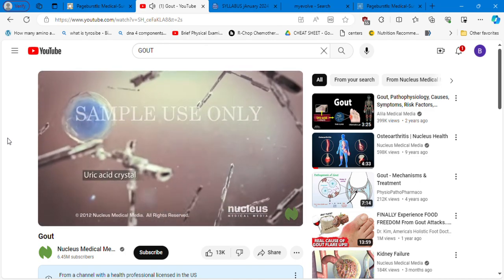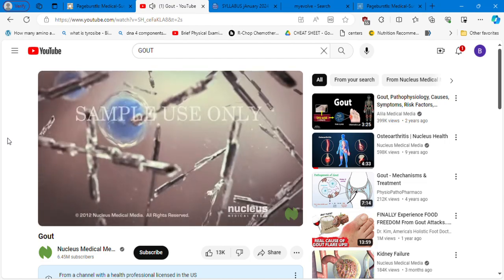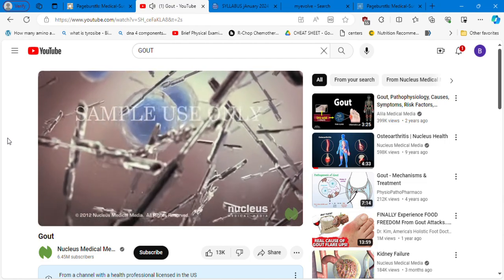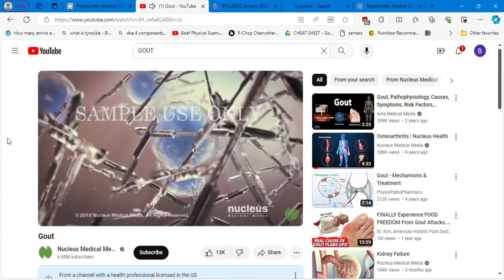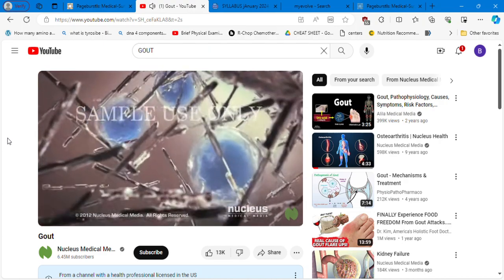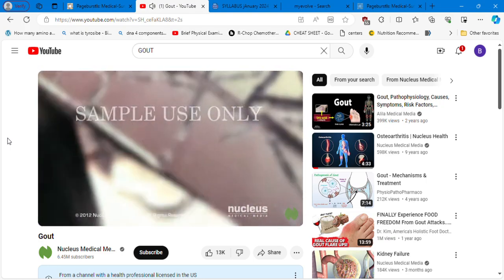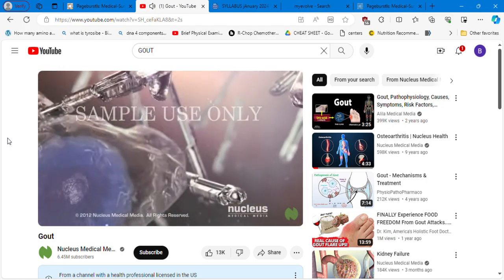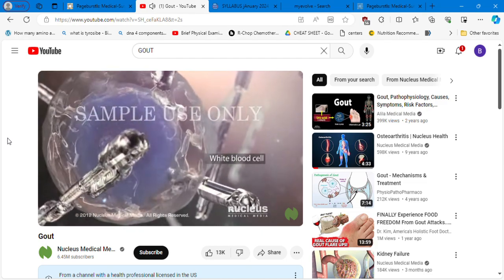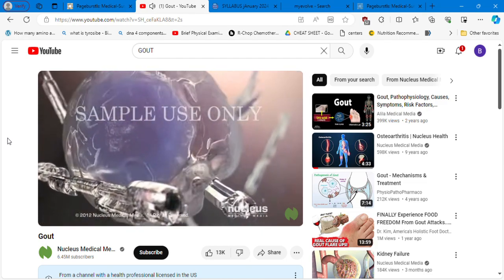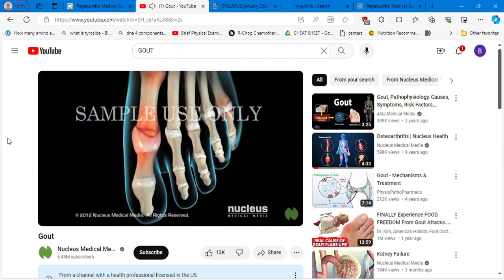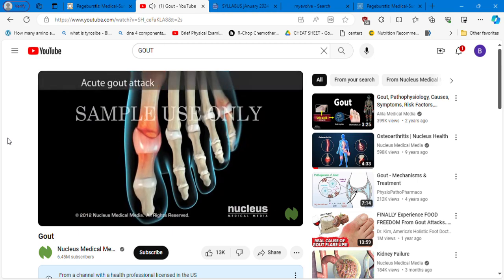The excess uric acid begins to form needle-like crystals inside your joints, most commonly in your big toe. Formation of uric acid crystals leads to an inflammatory response. White blood cells from your immune system attack the uric acid crystals, resulting in joint pain and inflammation. This is called an acute gout attack.